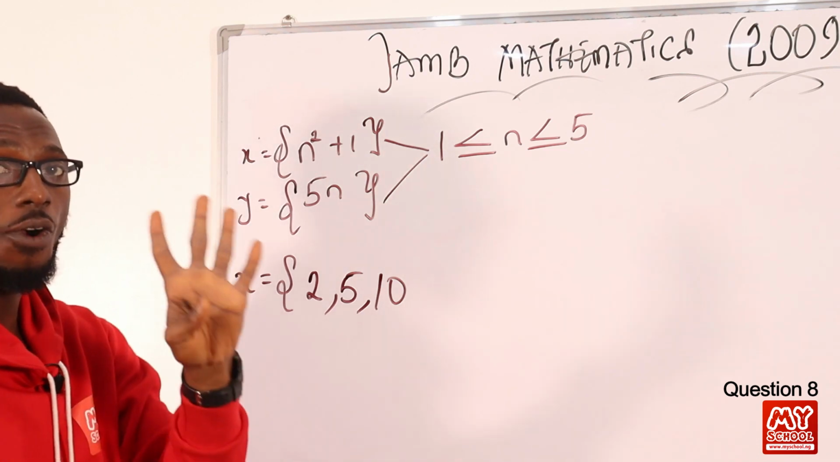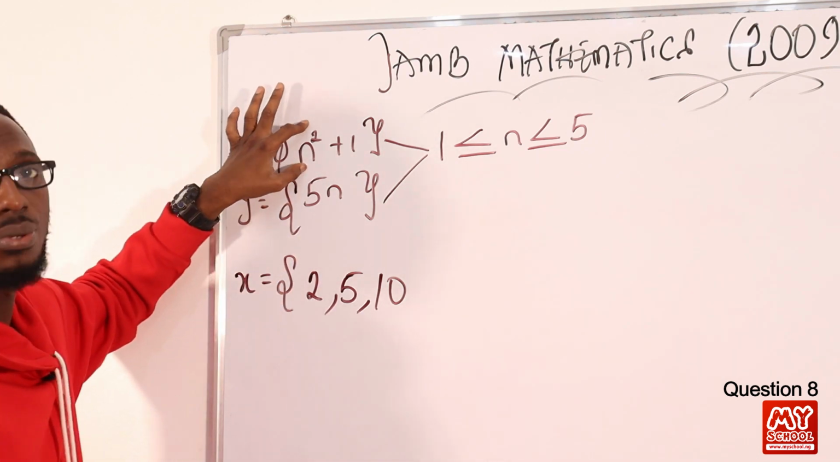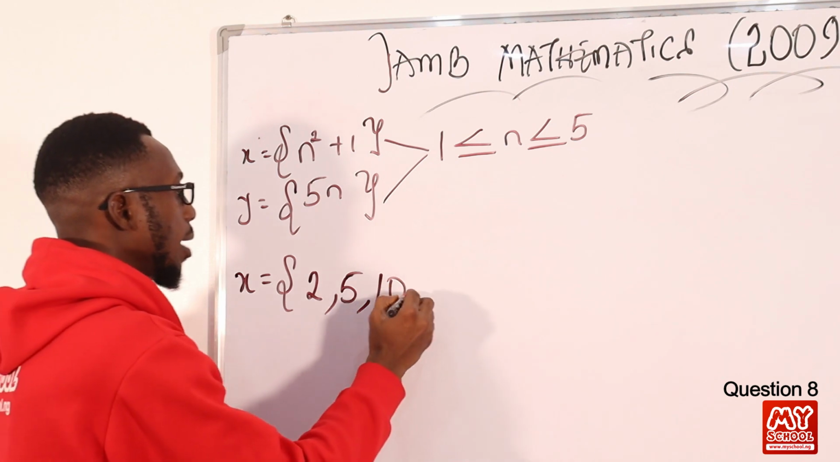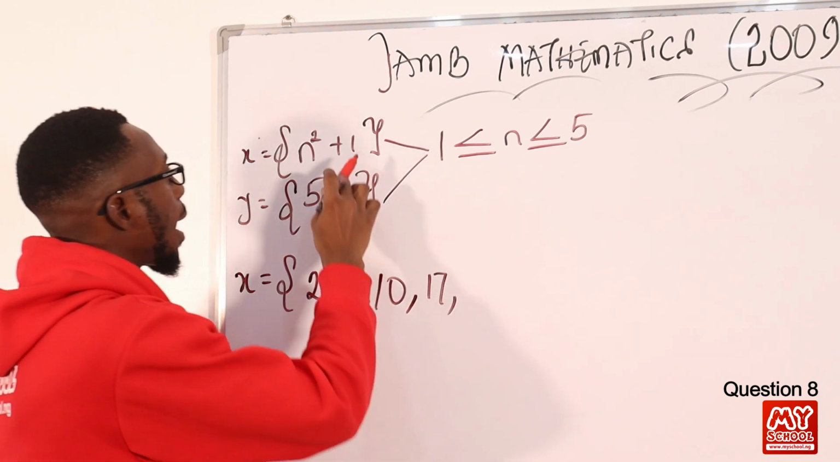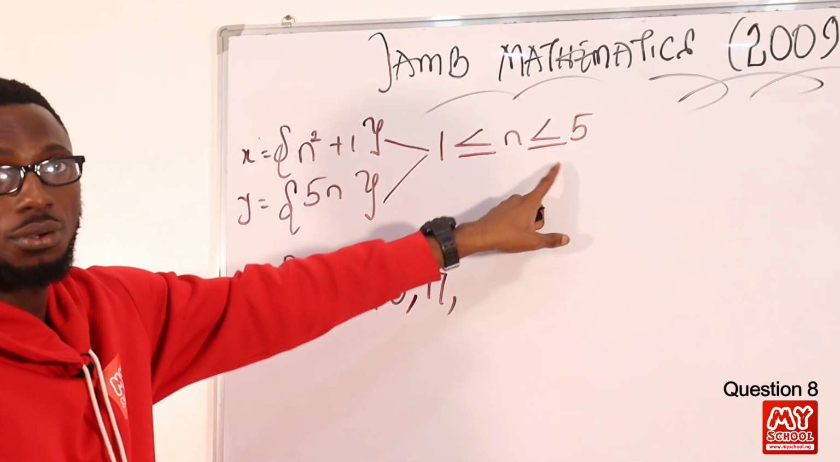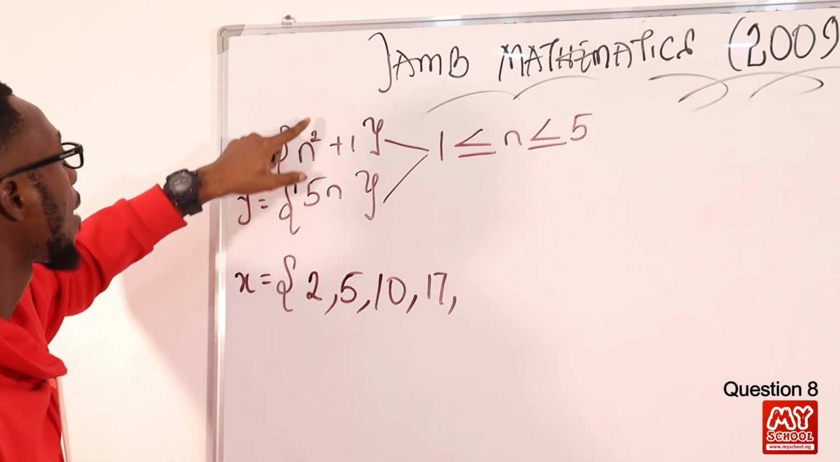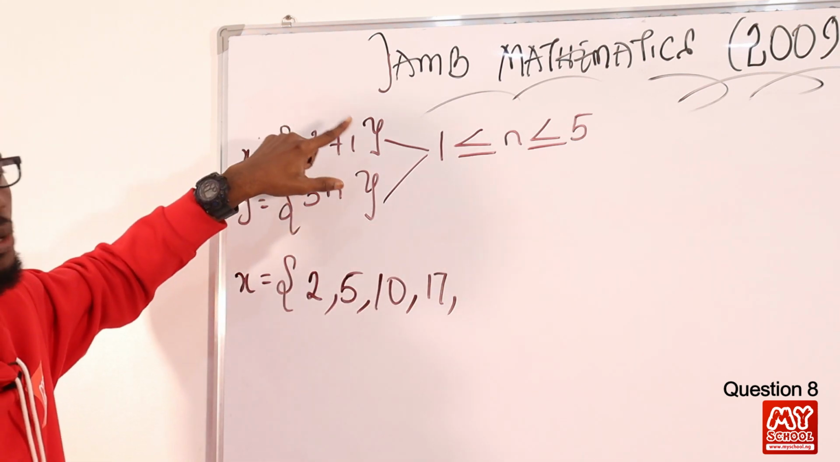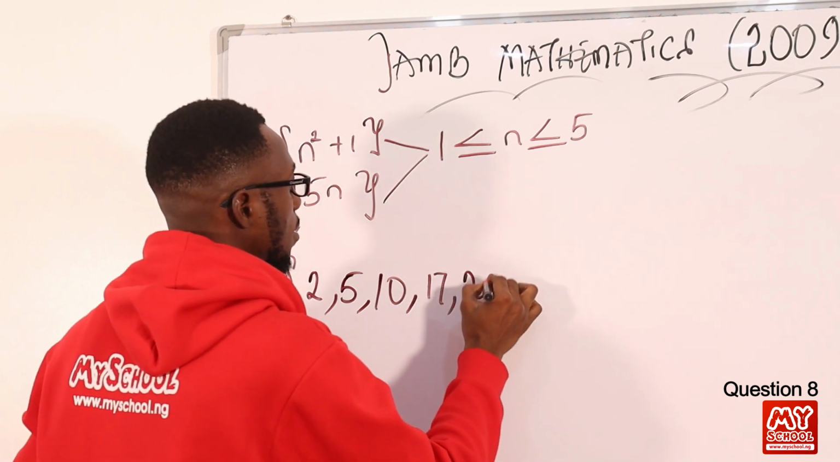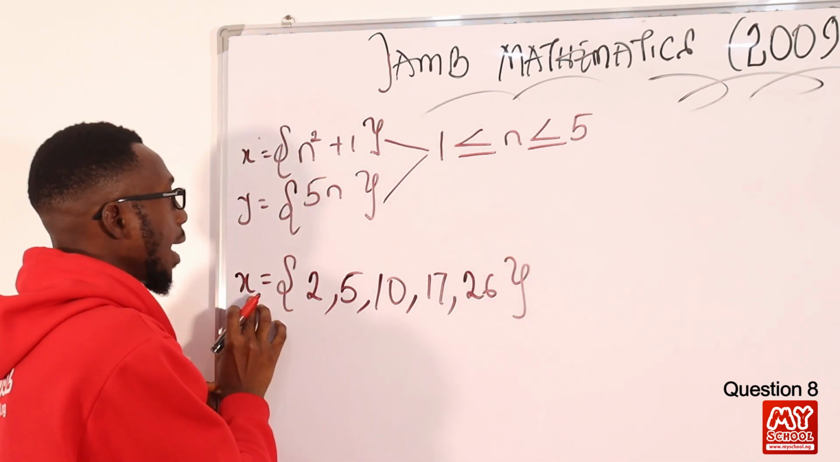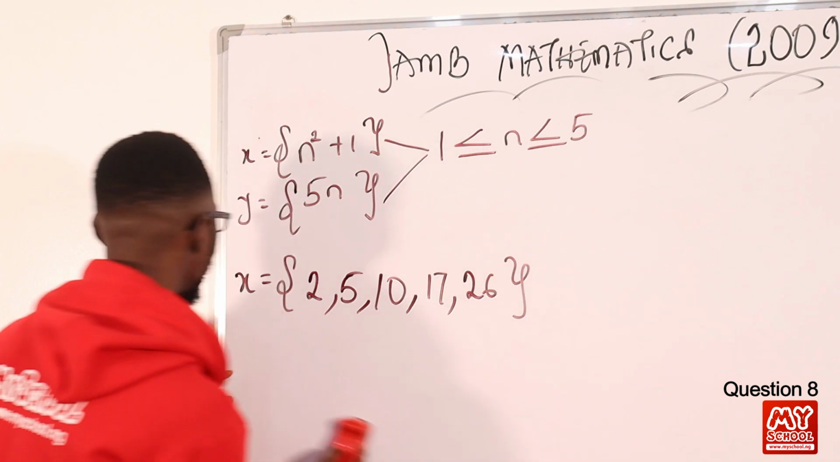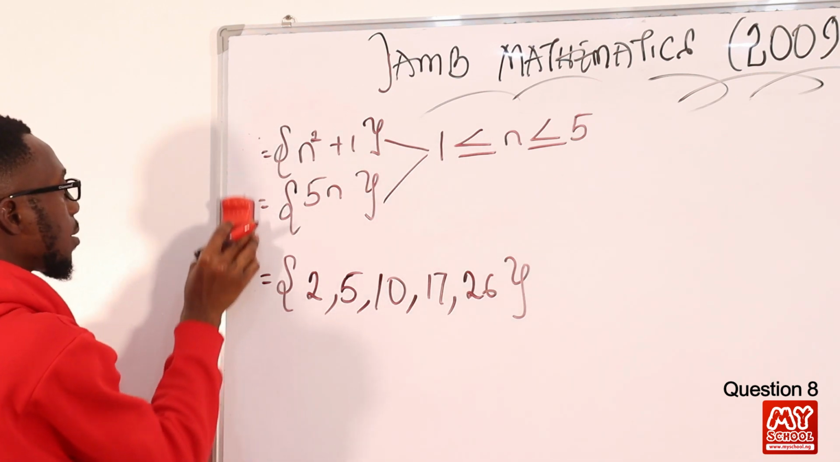When n is 4, that is 4 raised to power 2, that is 16 plus 1, that accounts for 17. Then when n is 5, that is 5 raised to power 2, that is 25 plus 1, that is 26. So that is for set X. Take note that our set should be written in capital letter, please.